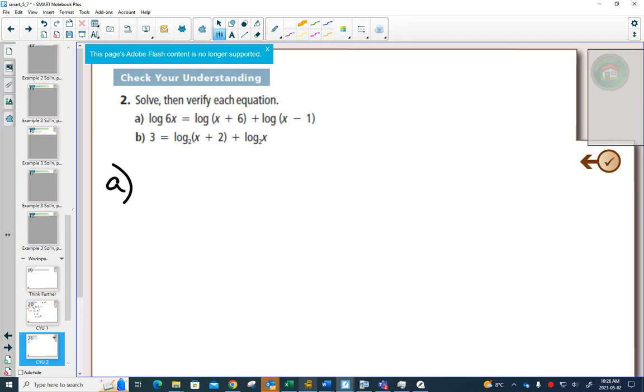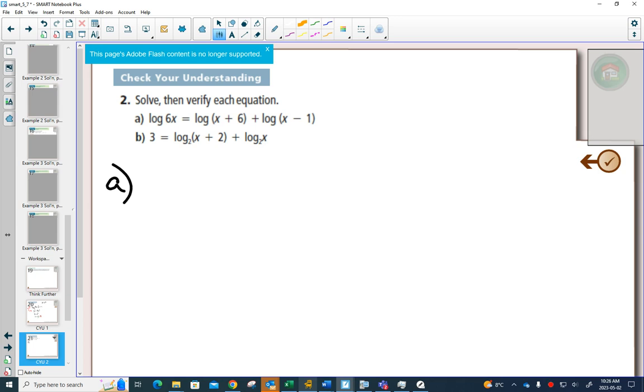So in question 2, we have log equations again. And in A, there's actually a shortcut that I'm going to show you. And I'm going to show you the regular method as well. Okay, but I'll show you the shortcut first. I think a lot of you will like it.